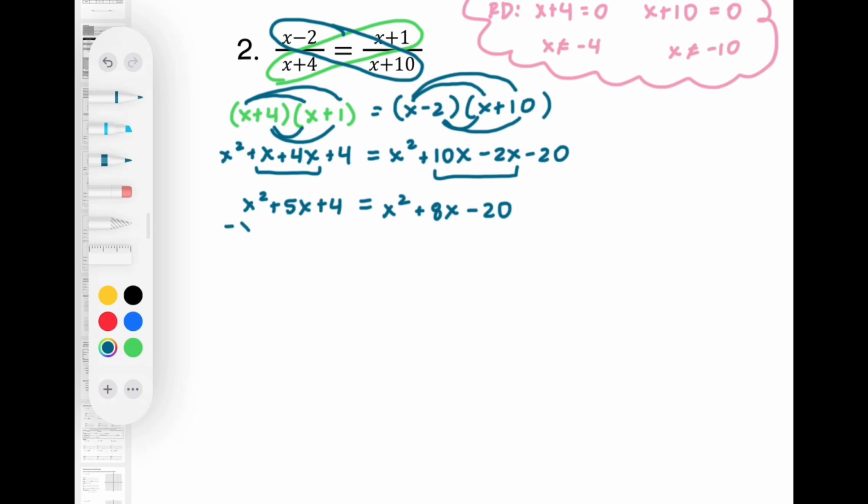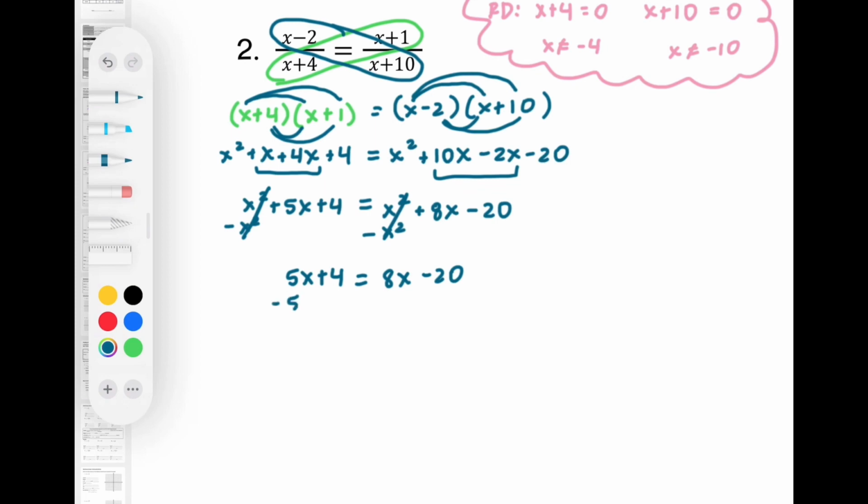So I'm going to subtract x squared first, but notice that our x squareds are just going to cancel out. That's kind of good because that means that we won't have to factor anything. So all we have left is the 5x plus 4 and the 8x minus 20. And then we need to get our x's to one side and everything else to the other side.